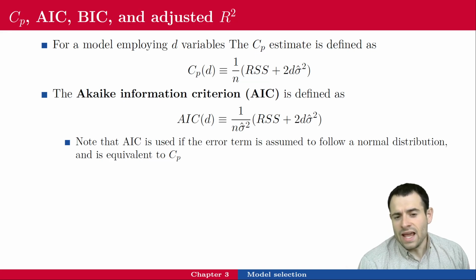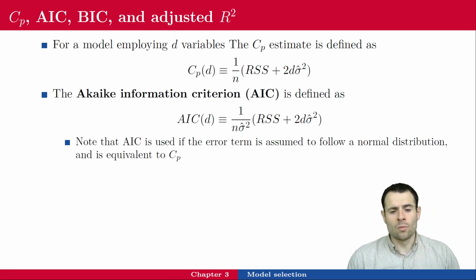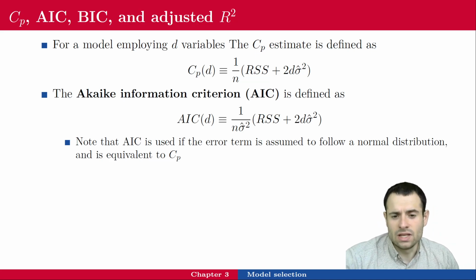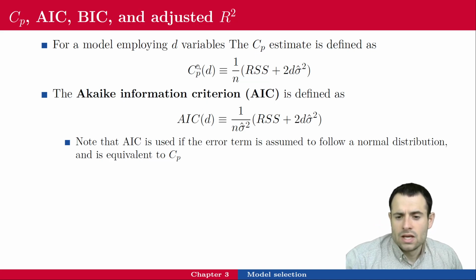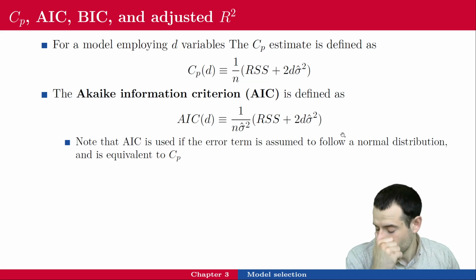Note, the AIC is used if the error term is assumed to follow a normal distribution. In this case, it would be equivalent to CP. If you do not assume a normal distribution, then that criterion might not be as accurate in choosing the best model.